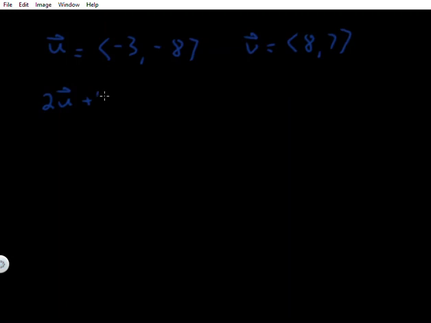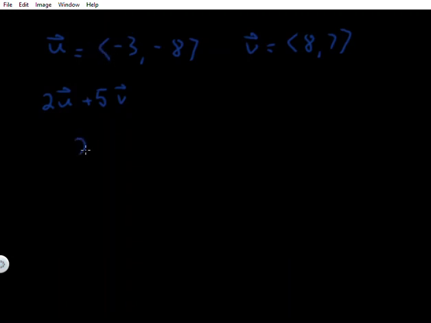Let's do one more of these examples. Let's say, in this case, u is (-3, -8) and v is (8, 7). Now I would like for you to find 2u + 5v. Well, first we'd have to scale this by a factor of 2.